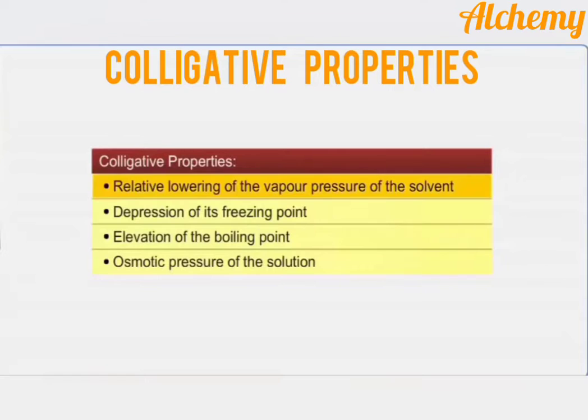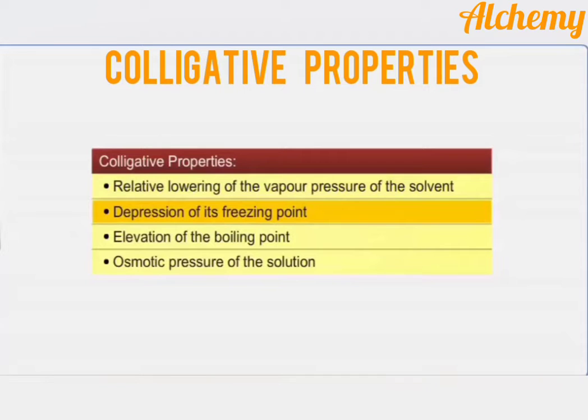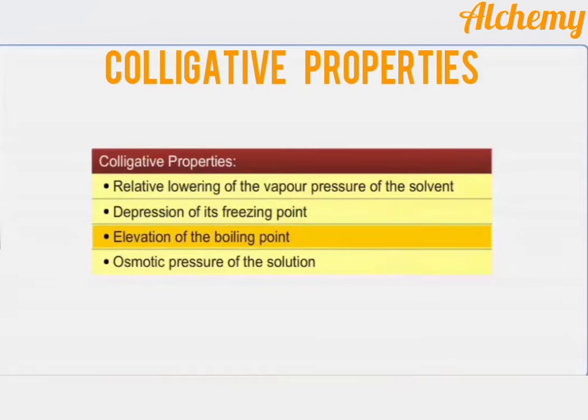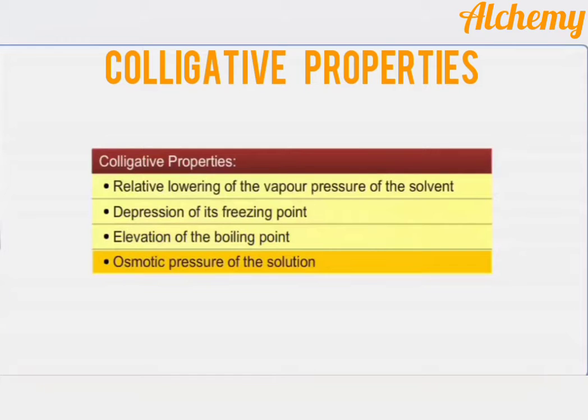The colligative properties are relative lowering of vapor pressure of the solvent, depression of its freezing point, elevation of the boiling point, and osmotic pressure of the solution. These properties help in the determination of molecular masses of the solute dissolved in the solvent. First, we will discuss relative lowering of vapor pressure of the solvent.